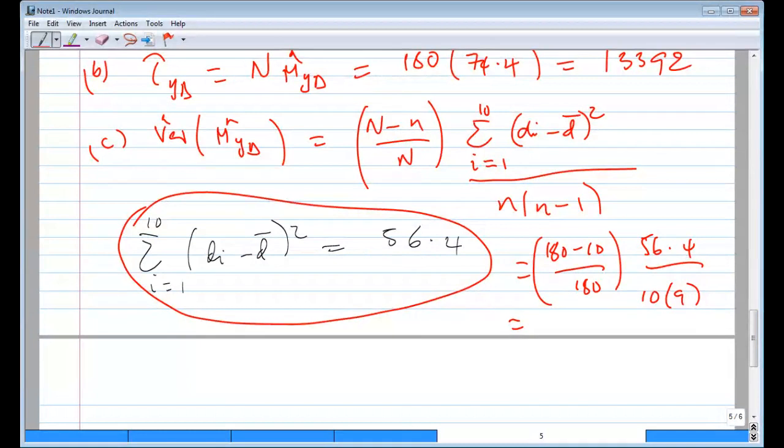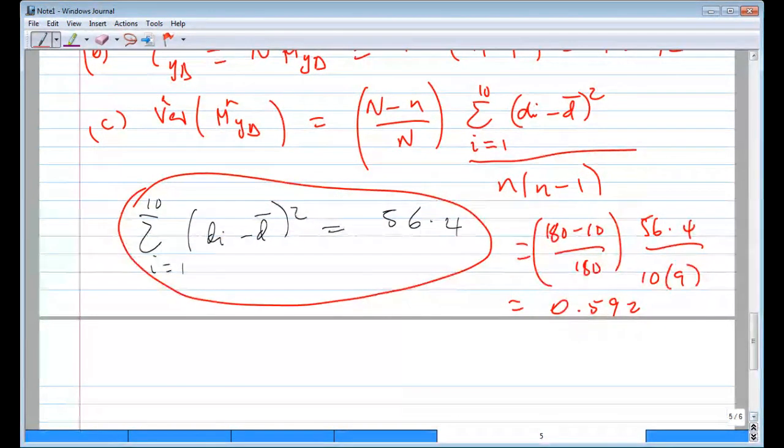0.592. Nine two, like this. Okay. Everybody got it right? Anyone got a different answer?